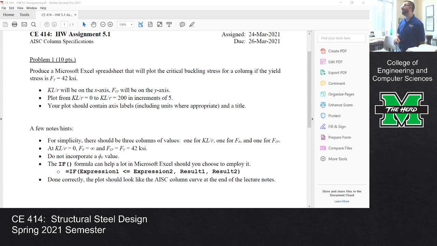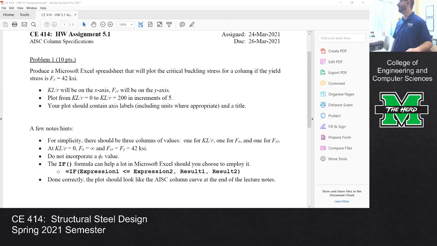And in order to do that, you need a yield stress. So we're just going to use 42 ksi. I just made up a value. It doesn't really matter. You just need one that's realistic. So KL over R is going to be on the x-axis, and on the y-axis, you're going to have F critical. And I want you to plot from 0 to 200 in 5-unit increments. So your x-axis is going to go 0, 5, 10, 15, 20, 25, 30, all the way to 200. Make sure that your plot contains labels on the axis and a title where appropriate.